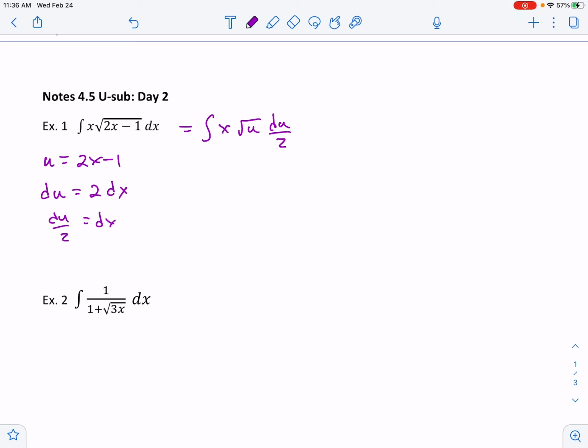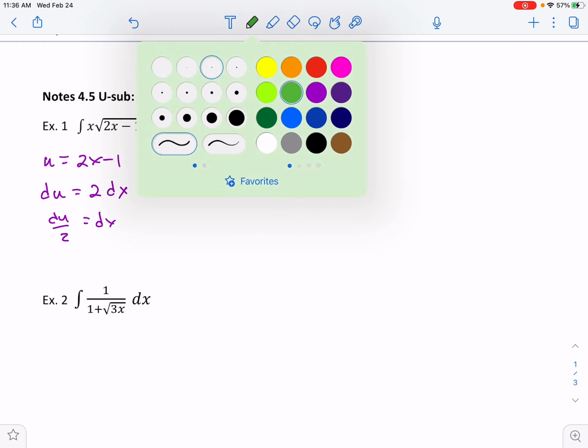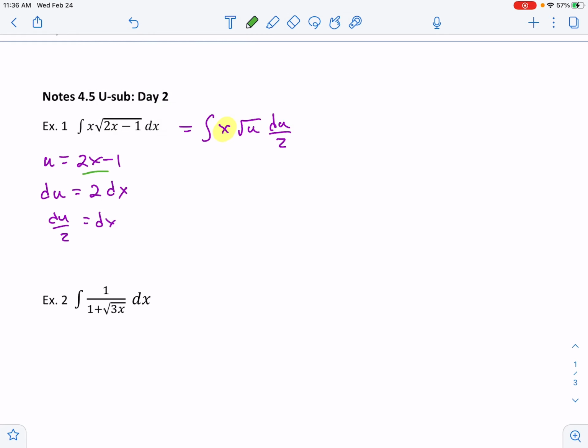The problem is I still have this x in there, and you can't integrate with two variables. All right? So what I'm going to do is solve this for x. So you get u minus 1 equals 2x, or x equals u minus 1 over 2. And now I'm going to substitute that in, and my integral becomes u minus 1 over 2 times the square root of u du, and I can put that 1/2 out front.